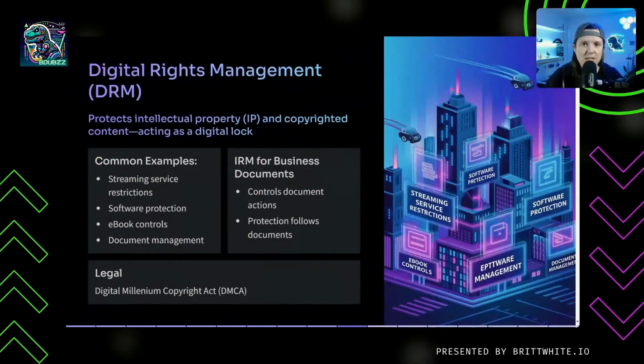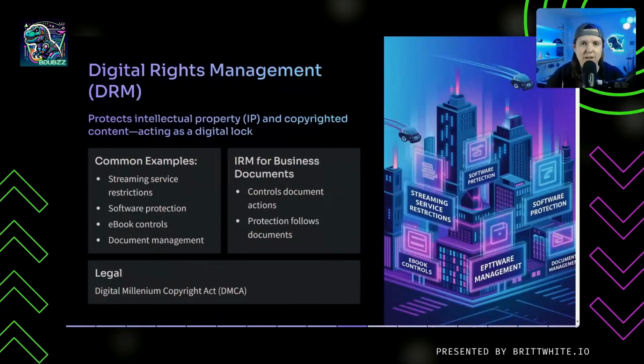First, let's talk about DRM, or Digital Rights Management. This is a powerful technology designed to protect intellectual property. Think creative content like music, movies, software, ebooks, and even things like training materials. DRM controls how users can access and interact with this copyrighted material. Think of it as a sophisticated digital lock that stays with the content wherever it goes.